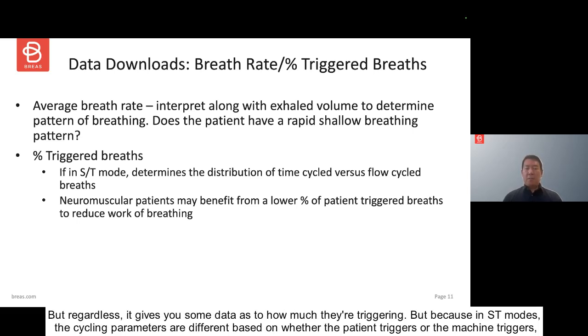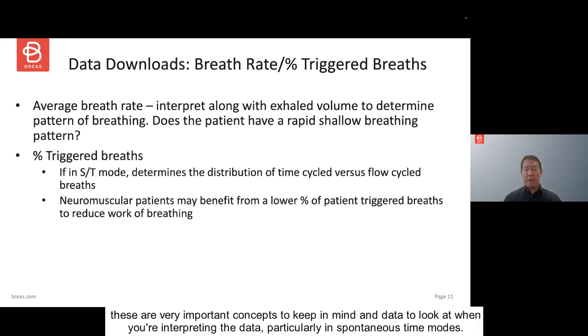But regardless, it gives you some data as to how much they're triggering, because in ST modes, the cycling parameters are different based on whether the patient triggers or the machine triggers. These are very important concepts to keep in mind and data to look at when you're interpreting the data, particularly in spontaneous timed modes.